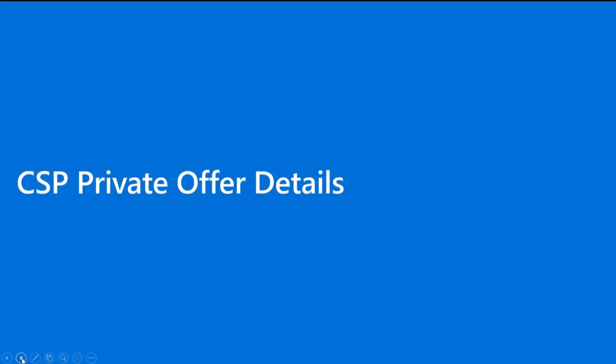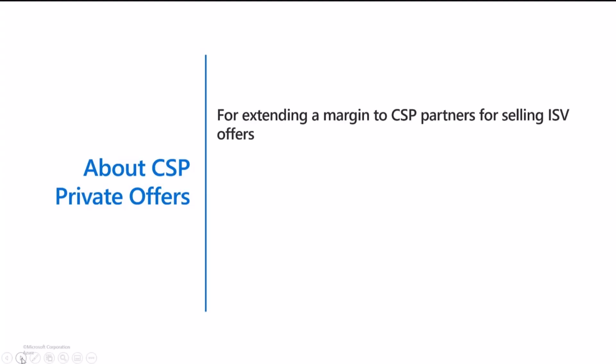So let's go through some details on CSP private offers. What do we use CSP private offers for? It's really for extending a margin to CSP partners for selling ISV offers to their customers. ISVs can set time-bound discounts and set an expiration date for that discount. So during the period of the private offer, if a CSP transacts your offer for their customer, they will receive a margin.